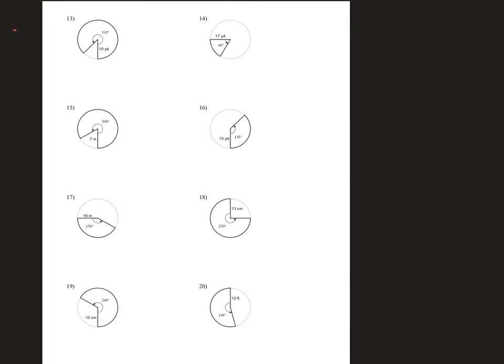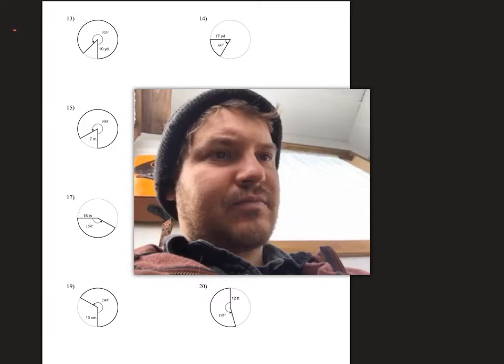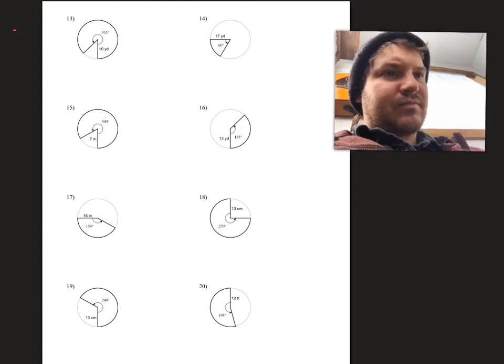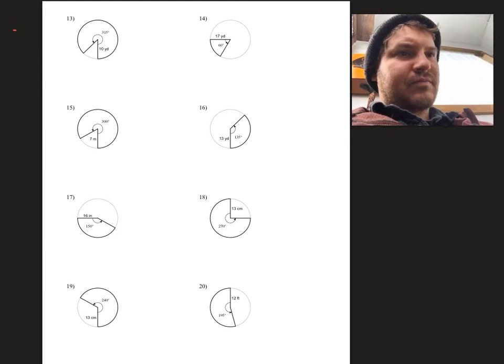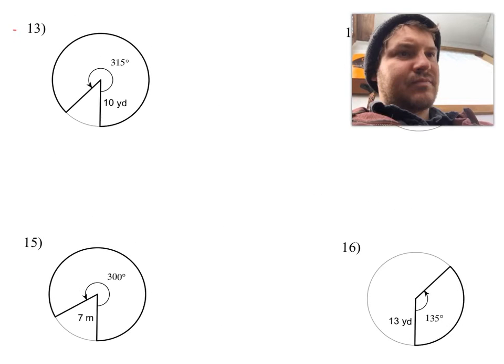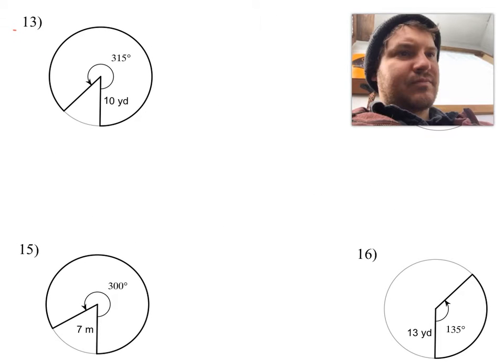So the last part of the worksheet, questions 11 through 20, are all the same prompt: you are supposed to convert the degree measure into radian mode and also find the area of the sector. So two separate things. I'm going to start on number 13 by converting 315 degrees into radian mode, so we can practice with radian mode.